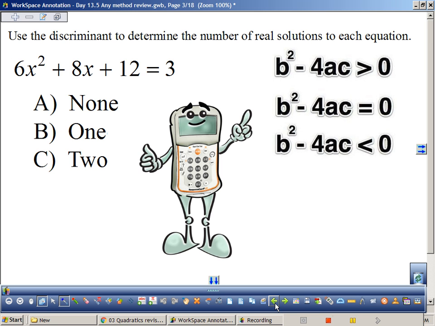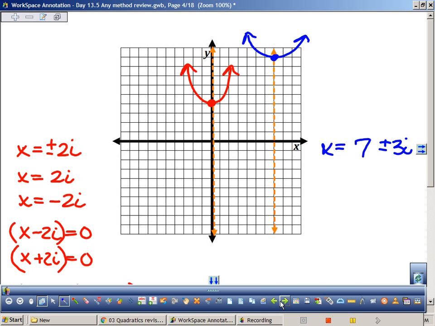2, because I start at the axis of symmetry, and I'm either going to go this way or this way, depending on whatever's underneath that square root, right? What if it's 0? 1 root. What if it's smaller than 0? 2 imaginary or complex roots, right? Oh, that's what I meant to do with this one.